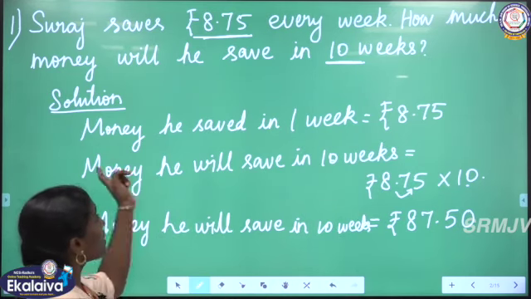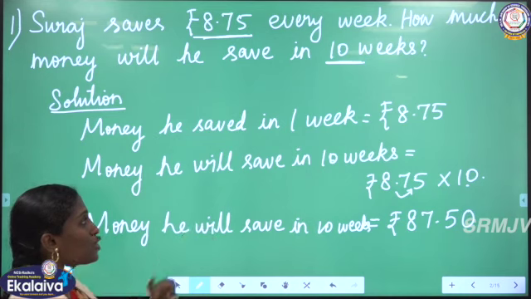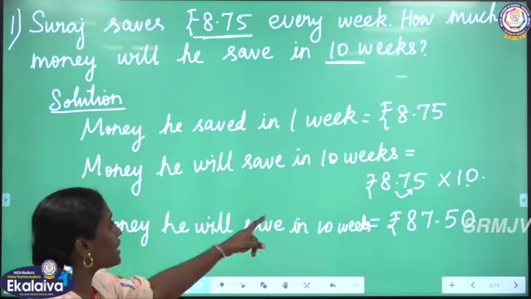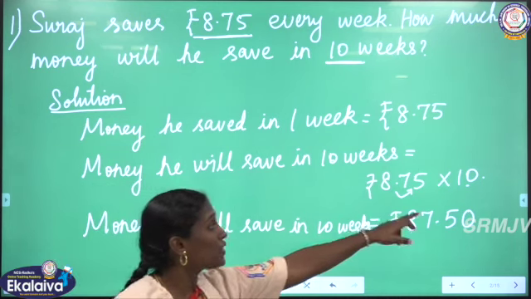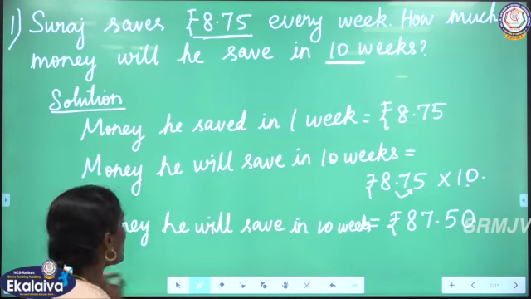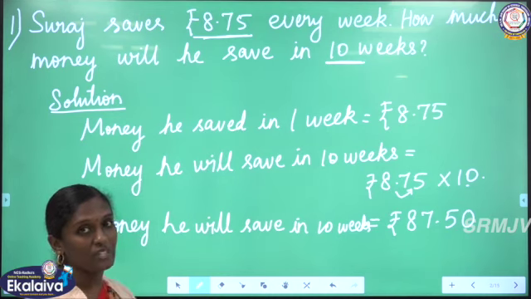Here the money he saved in 1 week is given, that is 8 rupees 75 paise. From that we are going to find out the money he will save in 10 weeks. For that we are multiplying, and at last 87 rupees 50 paise. This amount he will save in 10 weeks. Is it clear?